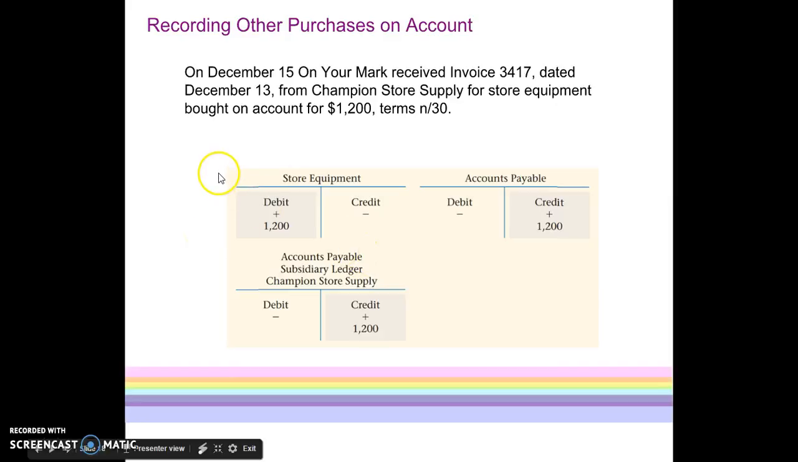If we do this, we have to first determine which accounts are affected in T accounts, and then we will journalize. So store equipment is what we had purchased, $1,200. Accounts payable, because we're paying for it on account, is credited for $1,200. And we credit our subsidiary account, which is the vendor that we purchased from, which is Champion Store Supply, for $1,200. So even though there are 3 accounts in the T accounts, theoretically only 2 accounts are affected with this transaction once we journalize it.